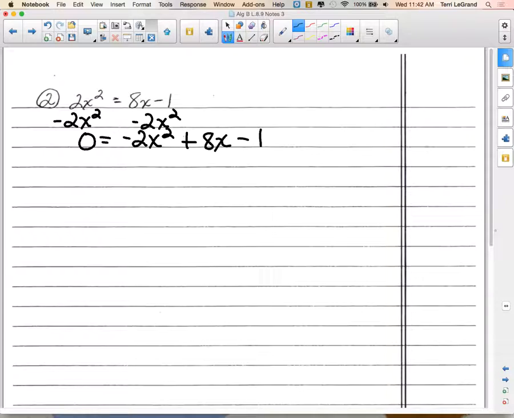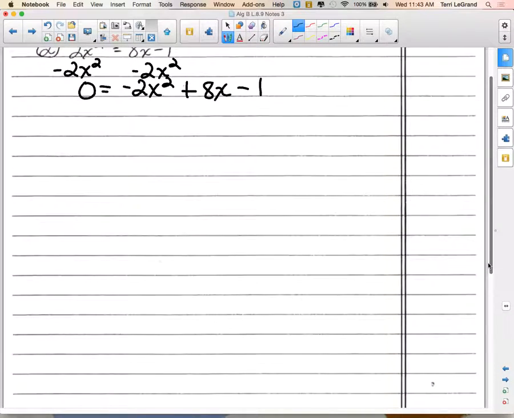No. So if we graph this one and checked out the zeros of the function, it would open which way? Down, yeah. So we have an A value of negative 2, a B value of 8, and a C value of negative 1.